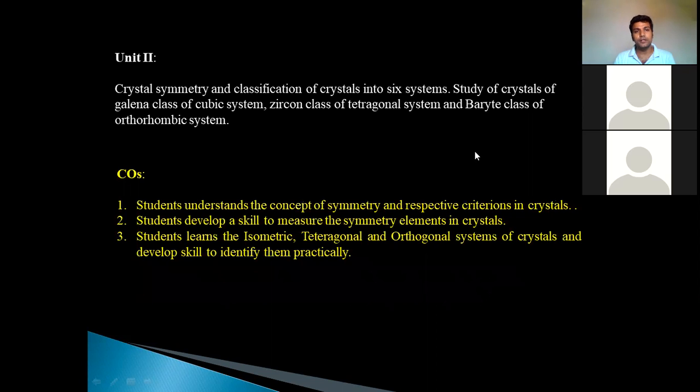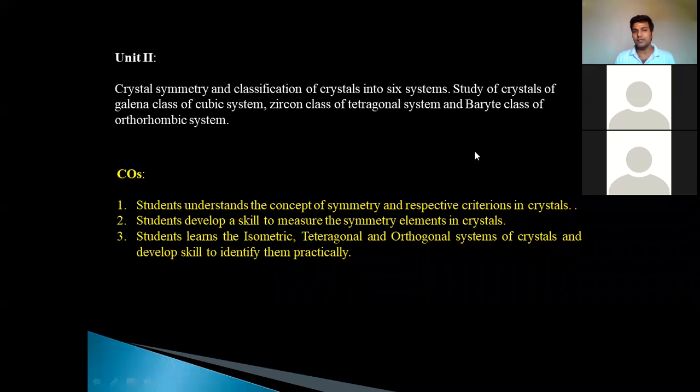Unit 2. In Unit 2, we are going to discuss crystal symmetry and classification of crystals into 6 systems. Study of crystals of the galena class of the cubic system, the zircon class of the tetragonal system, and the barite class of the orthorhombic system. Though the unit looks quite small, it is not small. It has a very broad spectrum.